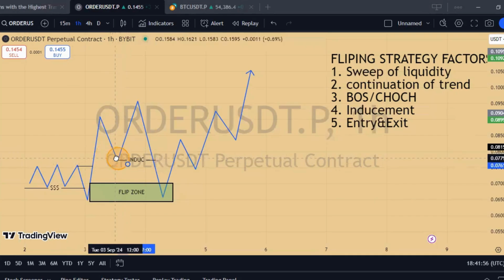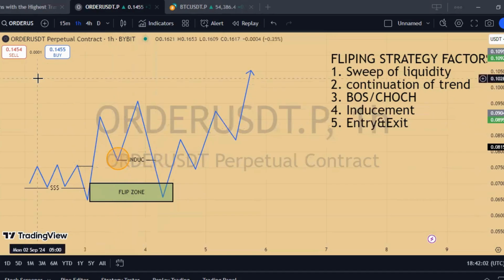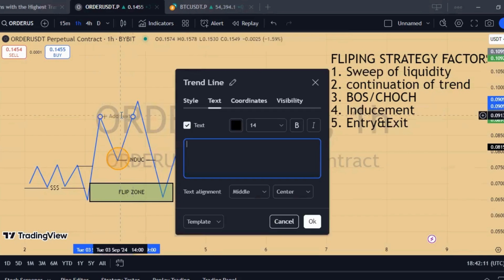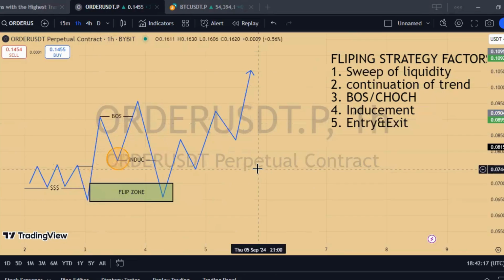They will not tend to see that area as a support, whereas it's not. That's what I mean by inducement. Okay. Now, giving us another. This is obviously a break of structure, a confirmation that we are now in an uptrend. All right. This is now a pure confirmation that we are now in an uptrend.